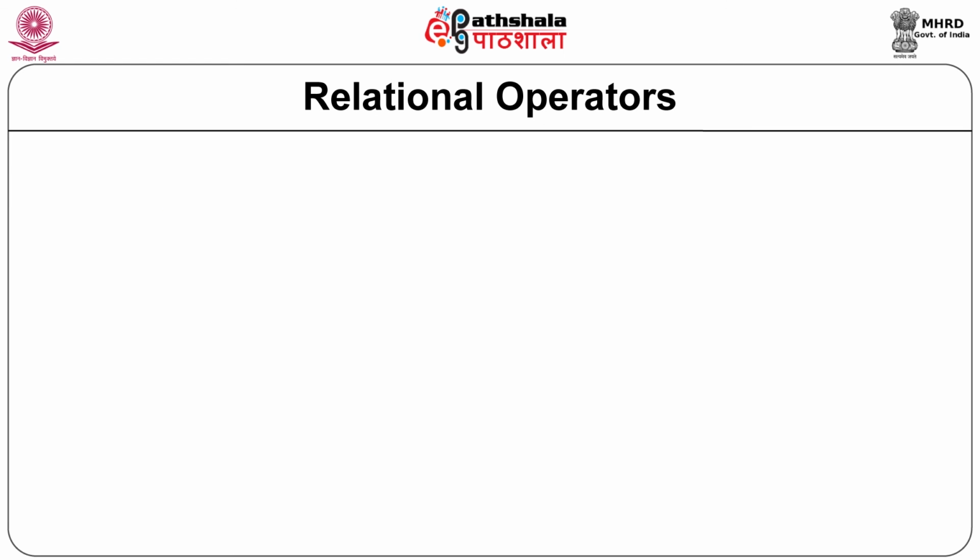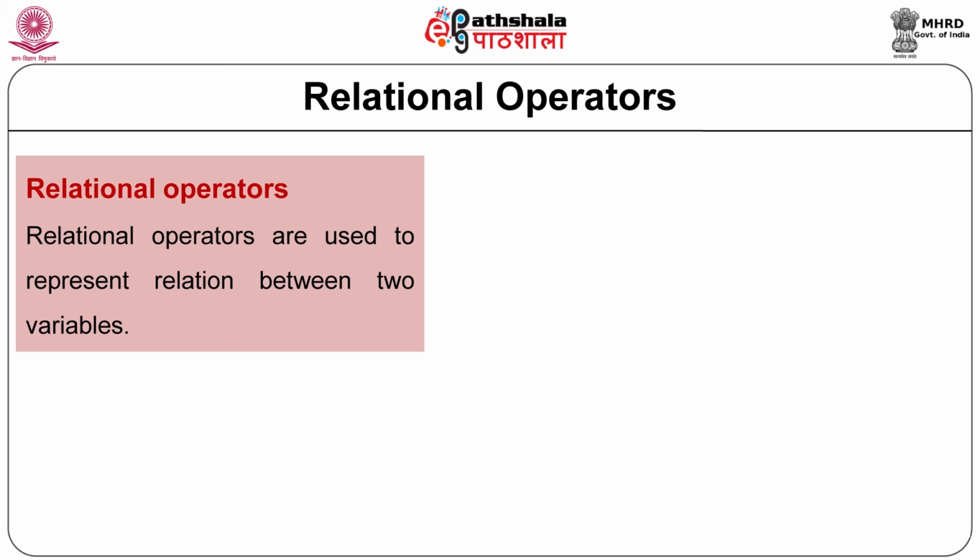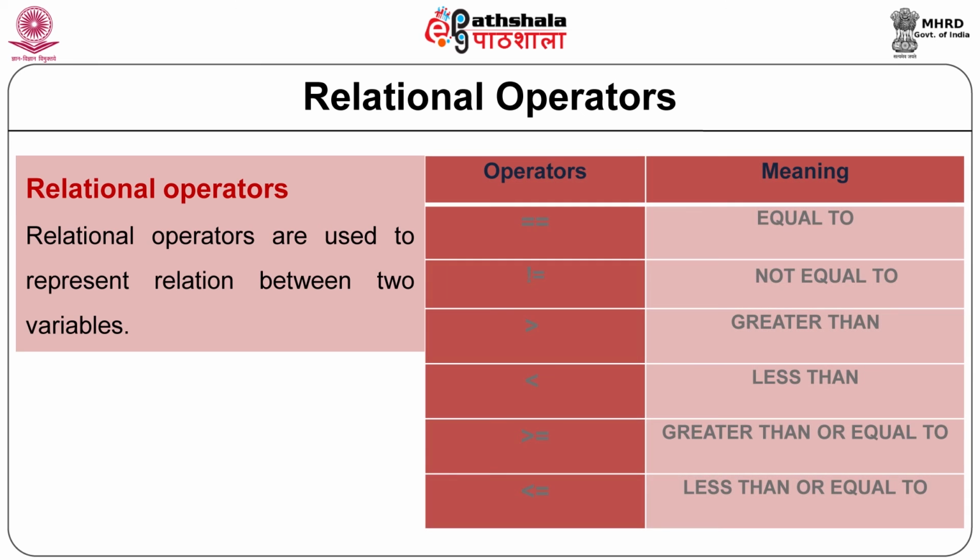Now, let us go to the next type of operator, that is the relational operator. Relational operators are used to represent the relation between two variables, the relation between two different quantities. Let us take the example of two quantities, quantity A and quantity B, and you want to represent their relation, like A is greater than B, A less than B, or A equal to B. For that purpose, you need relational operators.